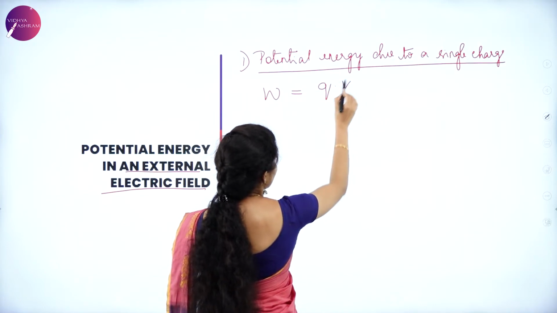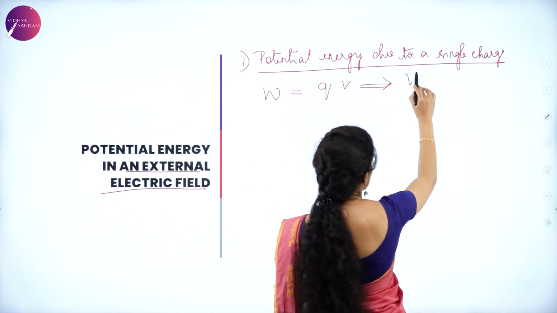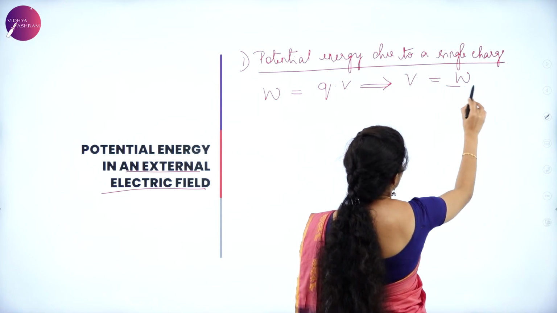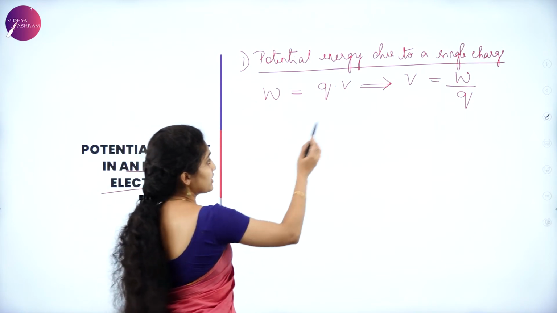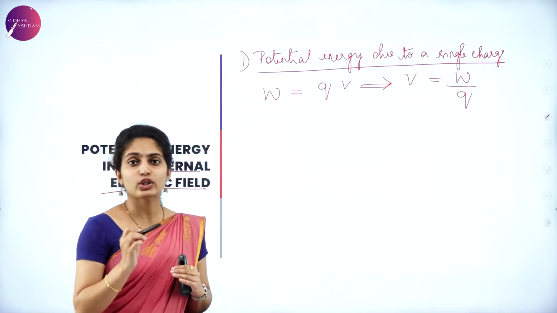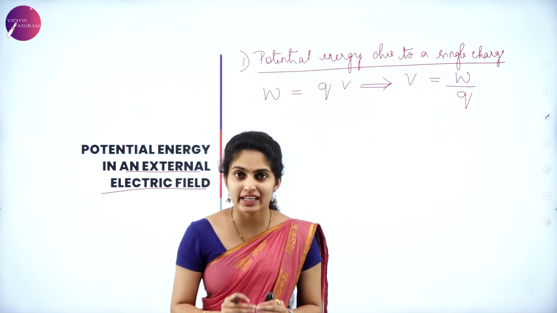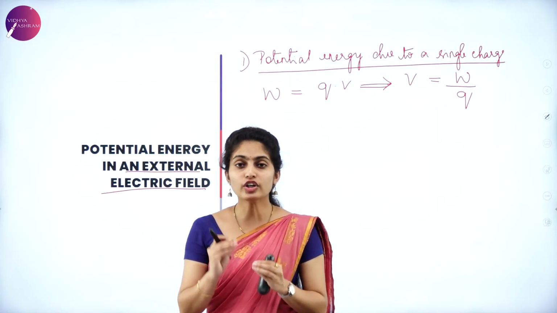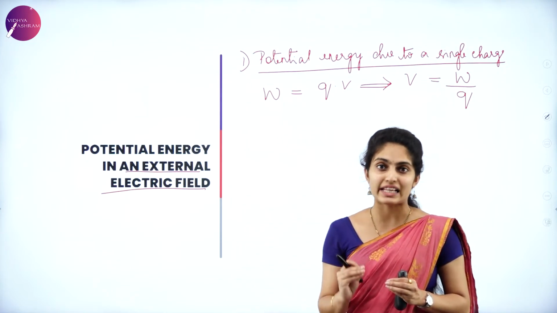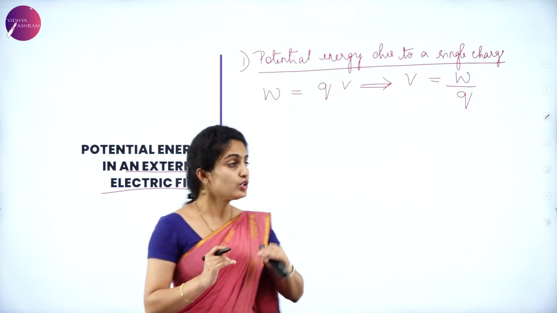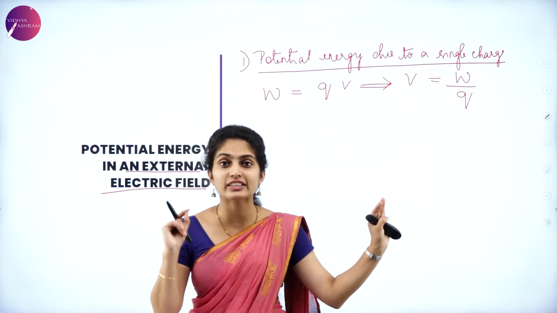Q into V. Since we know that potential is the work done in getting a unit charge from infinity to a point, when you cross-multiply it becomes W is equal to Q into V. This equation means that the charge Q is under the influence of the external electric field but not its own electric field. So the charge Q acts under the influence of only the external electric field.